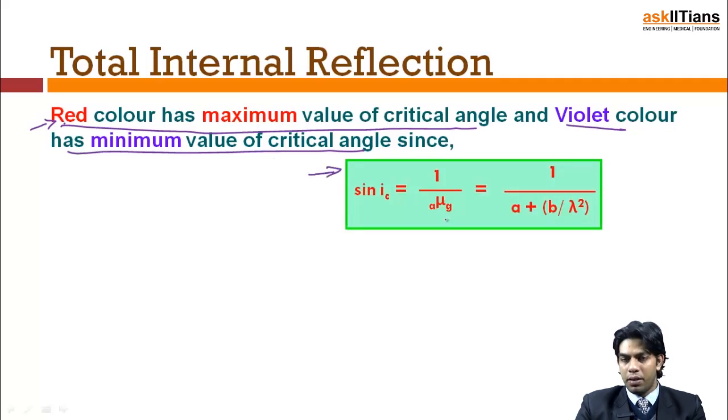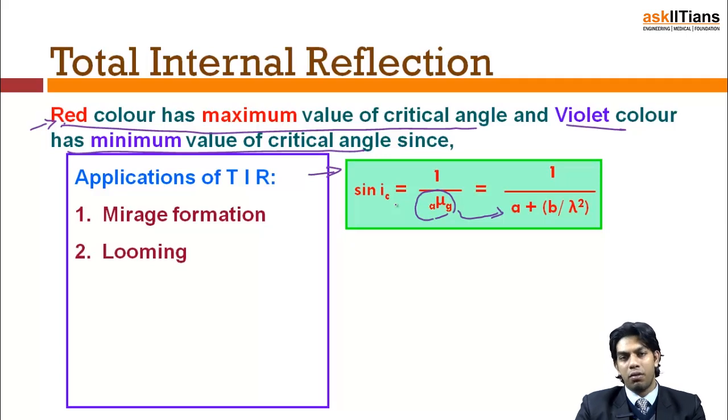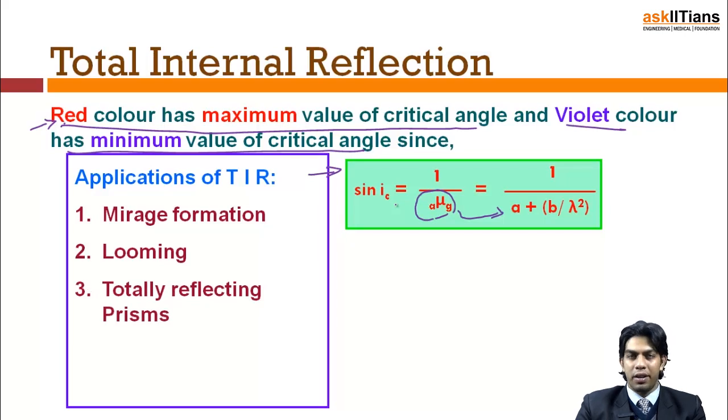So I've simply substituted the refractive index, which is given by Cauchy's relation over here. That is, refractive index is related to the wavelength of the light, which is Cauchy's relation. So applications of TIR, total internal reflection: mirage formation found in hot places, looming formed and found in very cold places, total reflecting prisms, and obviously the fake jewelries which you see right now, made up of glass, they are using total internal reflection to make sure it shines a lot.